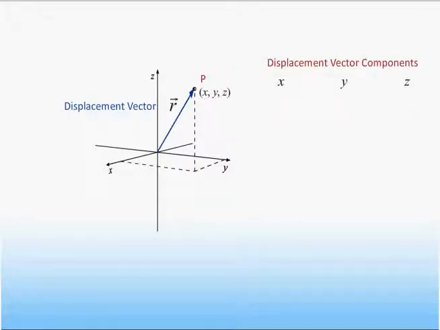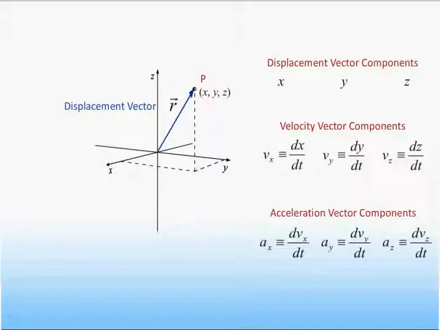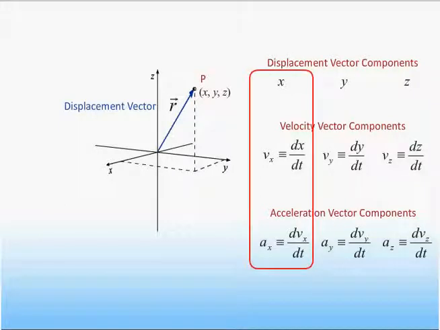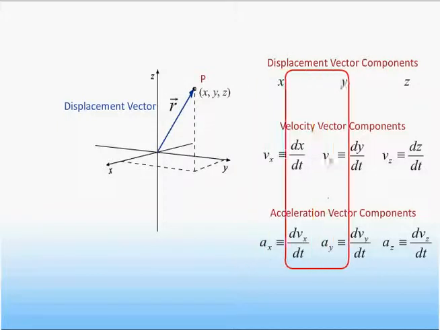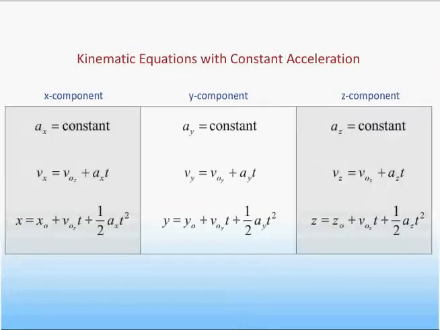With this definition of the displacement vector, it's natural to define the components of the velocity vector as dx/dt, dy/dt, dz/dt. Similarly, the components of the acceleration vector then become dv_x/dt, dv_y/dt, dv_z/dt. With these definitions, we can see that everything we did last time for 1 dimension, x, is just repeated for the other 2 dimensions, y and z. Consequently, we can immediately write down the equations for the y and z components that are equivalent to the ones for the 1-dimensional case of x.